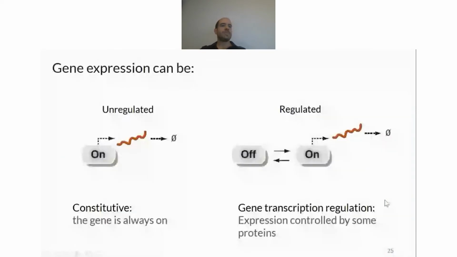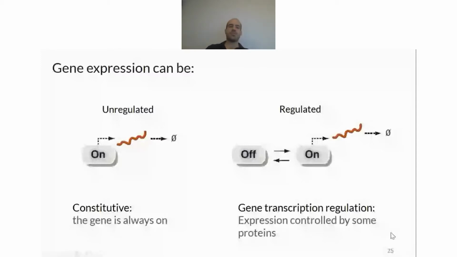Which are the ones that are more relevant to us now. So, probably most of you know, but just a reminder, how can gene expression be? It can be an unregulated process, which is what is called constitutive expression. The gene is always on. This process that we were talking about before is always happening. RNA polymerase is transcribing, ribosomes are translating, and we produce protein.